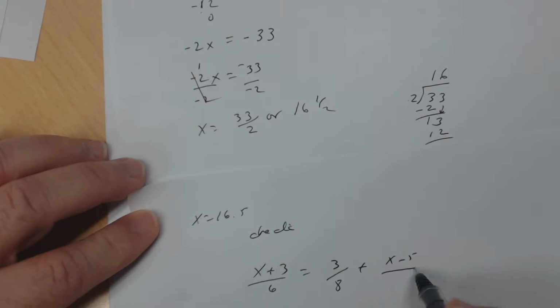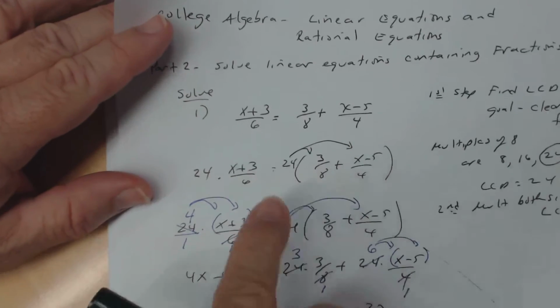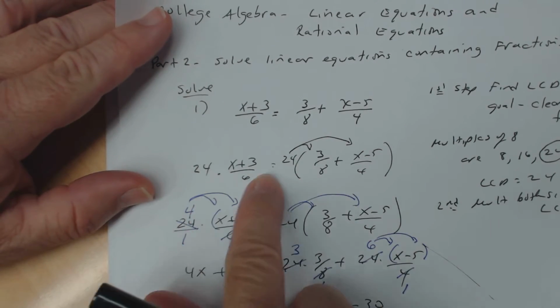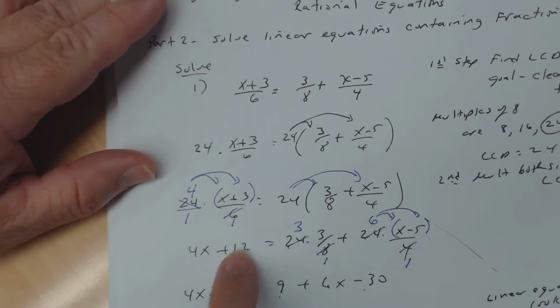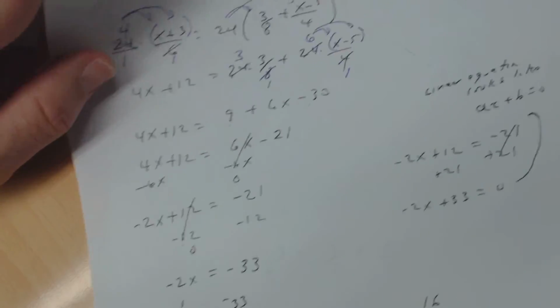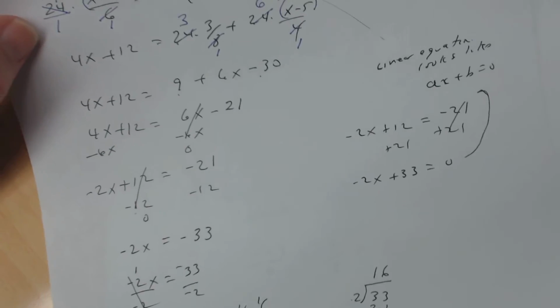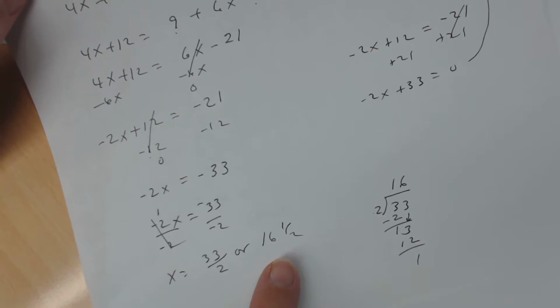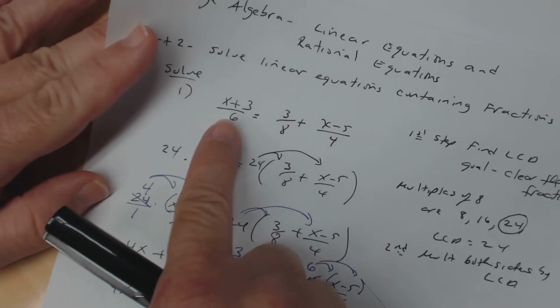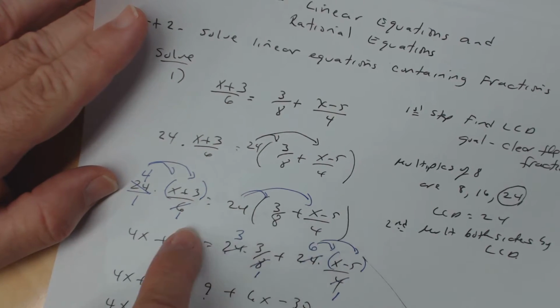And before we go on, remember all these are equivalent equations. This equation is equivalent to this one. Is equivalent to this one. Is equivalent to this one. Is equivalent to this one. Because all these equations, all these steps right here, when I plug in 16.5, the left side will equal the right side. Left side equals the right side, and so on.